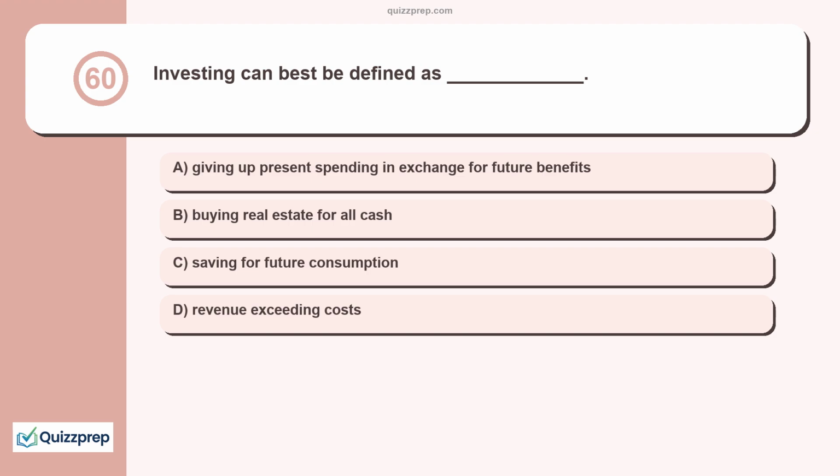Question 60. Investing can best be defined as blank. Giving up present spending in exchange for future benefits. Buying real estate for all cash. Saving for future consumption. Revenue exceeding costs.